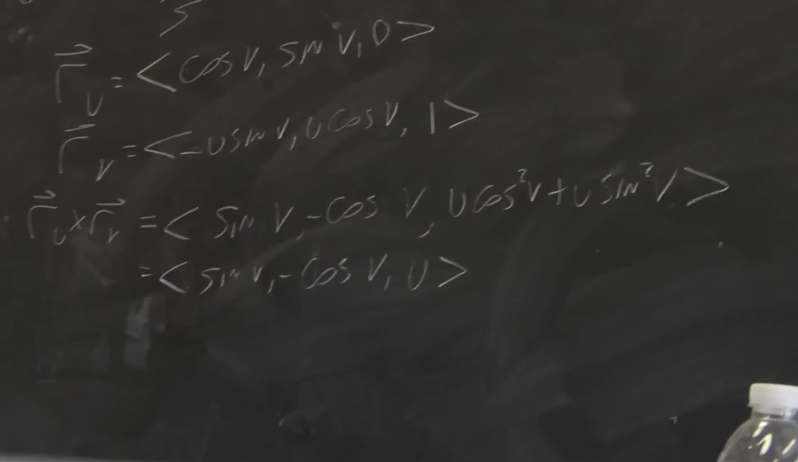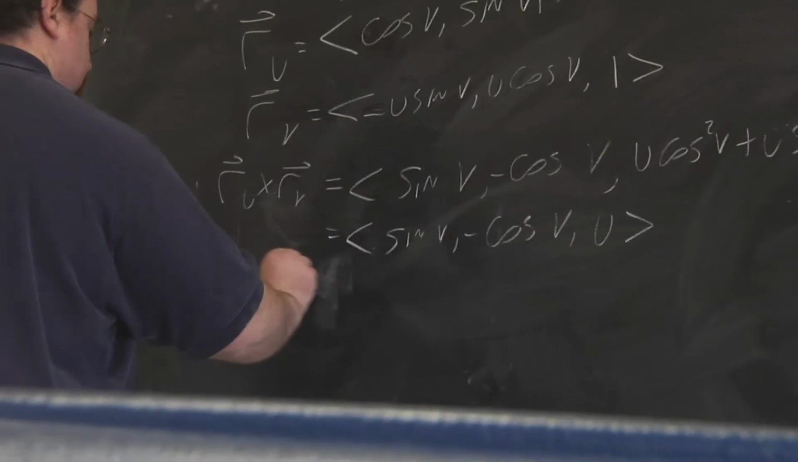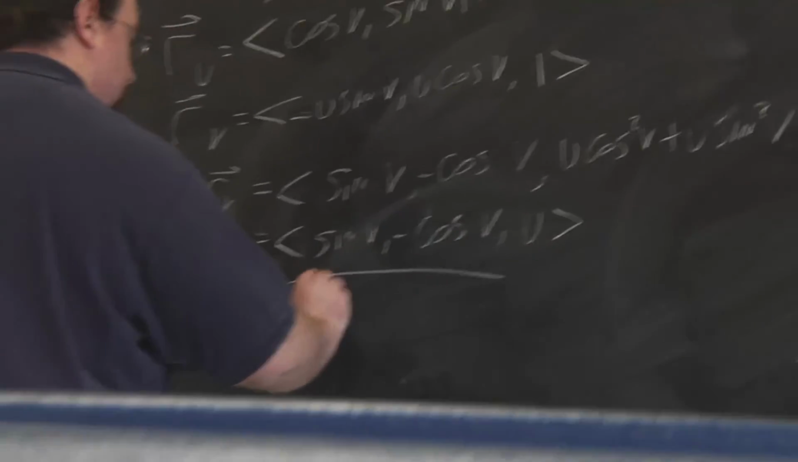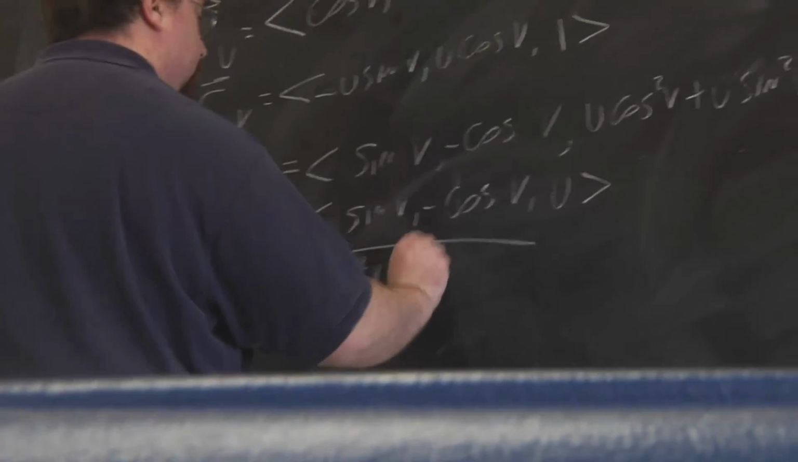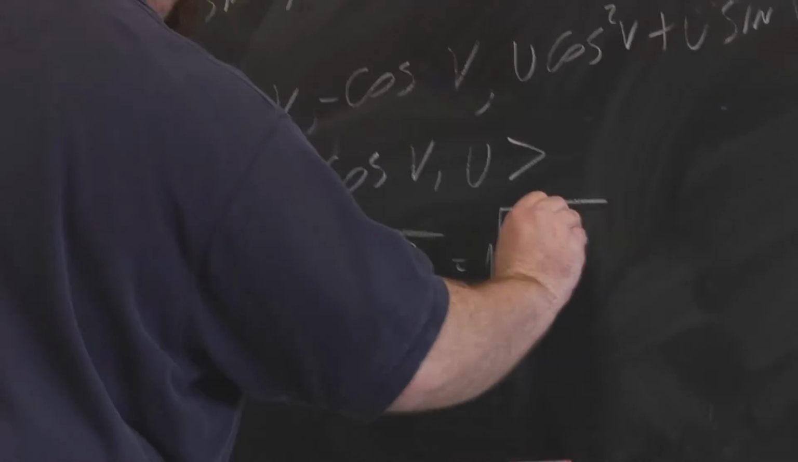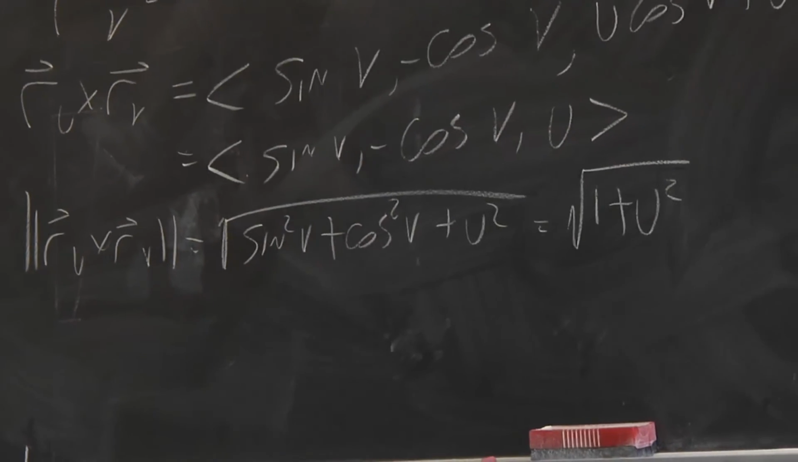Okay, now we just need the magnitude of this. So that would be square root of sine squared v plus cosine squared v plus u squared. So we get square root of 1 plus u squared. Wow, it worked out nicely.